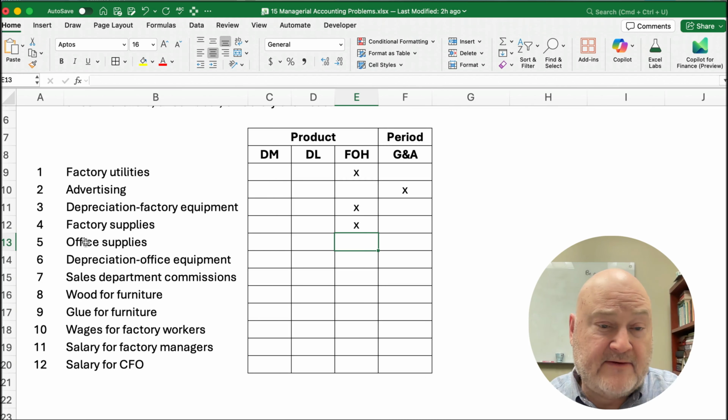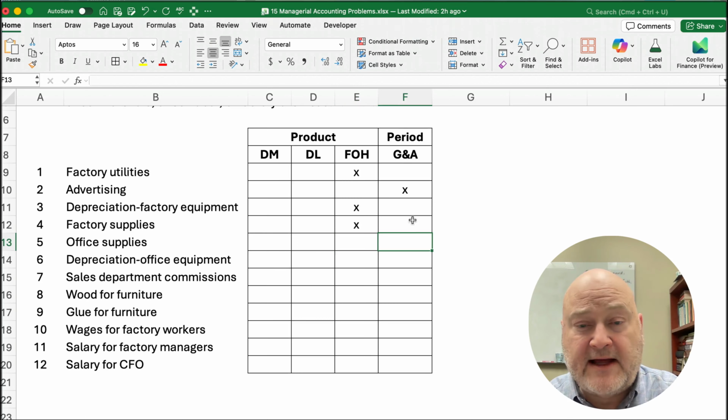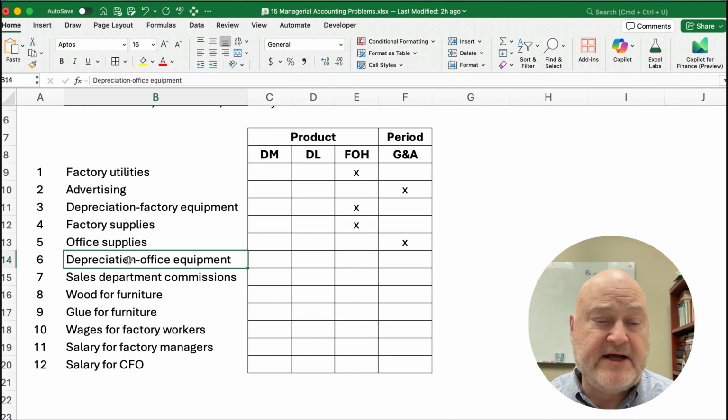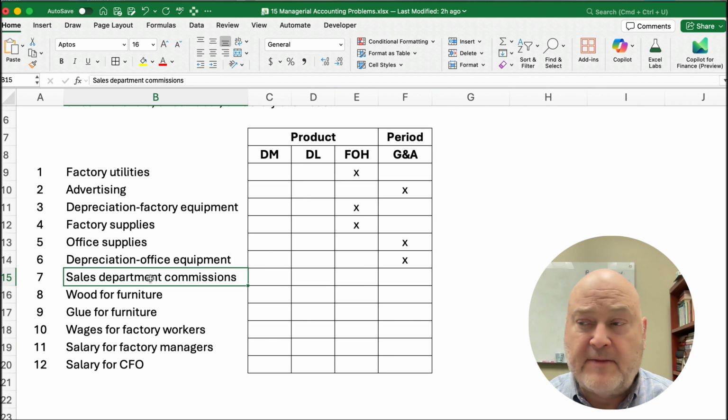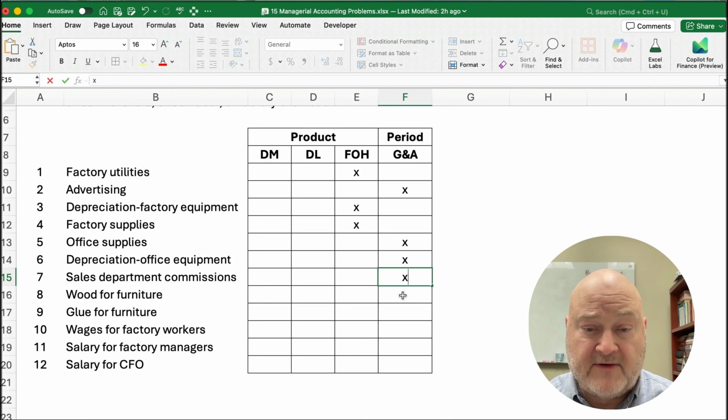Office supplies, well, office clearly implies general administrative or the period cost. What if we have depreciation on the office equipment? Well, you look up here, depreciation on the factory equipment is overhead. So you think, oh, it must be overhead. No, because it's for the office, not for the factory. We're going to say this is a period cost. What about sales department? And we're paying salaries or commissions. That's going to be a period cost.